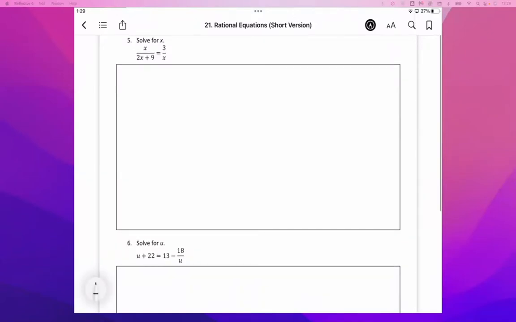Okay, and so getting a little bit easier for number 5. We just need to remember that we can cross multiply if we have a proportion like this, where it's basically just a singular fraction on the left and a singular fraction on the right. So we will do the x times x and the 2x plus 9 times 3. So we've got x times x is equal to 3 times 2x plus 9.